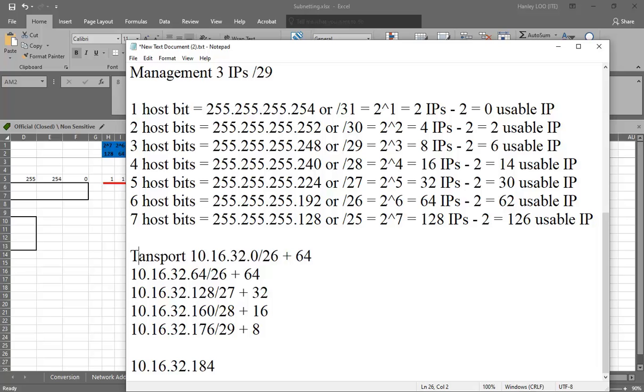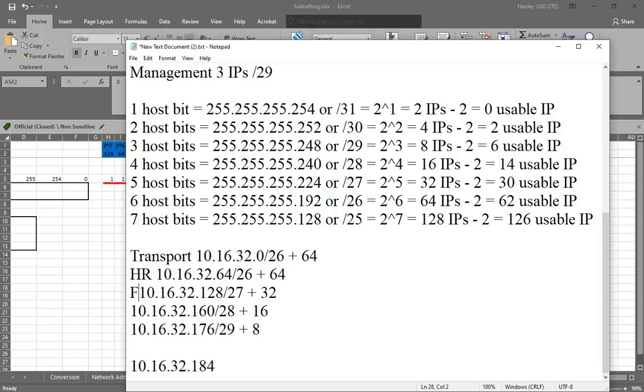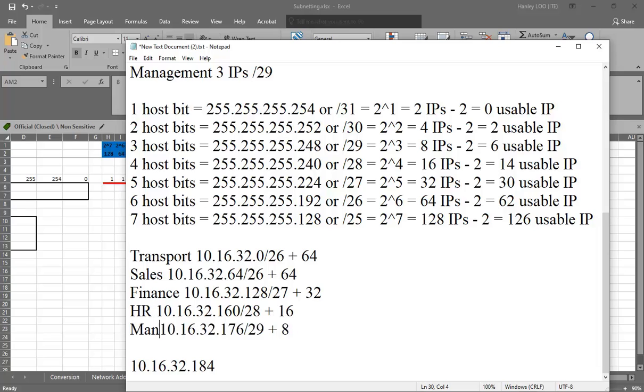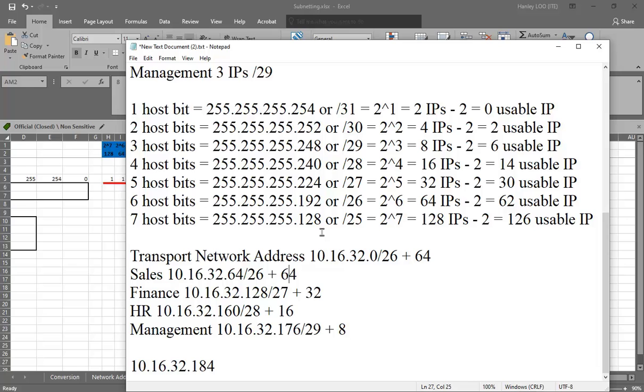So we have our transport network address, human resource, finance, human resource, finance, transport, sales, finance, transport, sales, finance, human resource, and last but not least, the management group. So this will be the network address for all our different groups, which is the first address of the group.